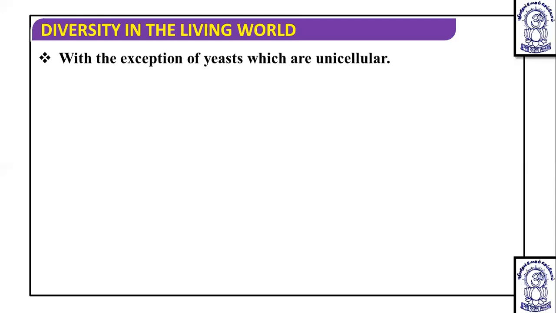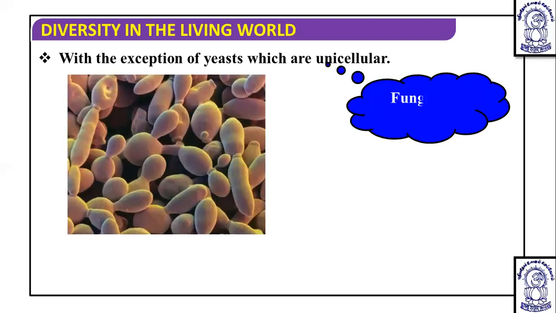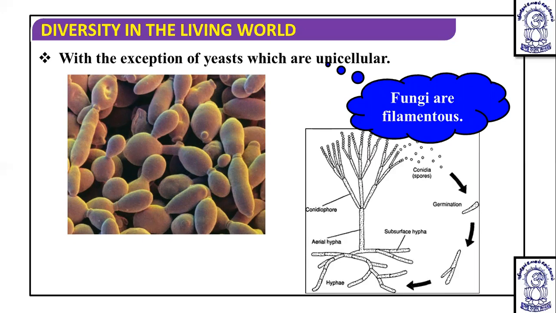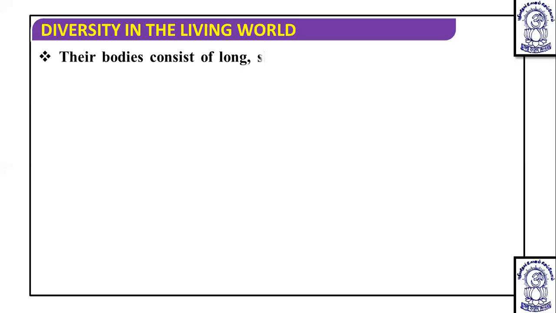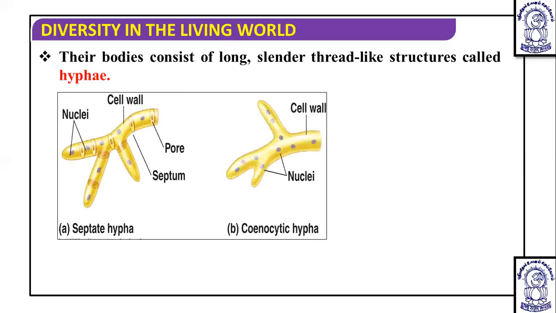With the exception of yeast, which are unicellular, others are known to be multicellular, and in multicellular, fungi are known to be filamentous. You can see a filamentous fungus when we look at the anatomy. When we study their bodies, they consist of long, slender thread-like structures that are known as hyphae. And the group of these hyphae is known as mycelium.